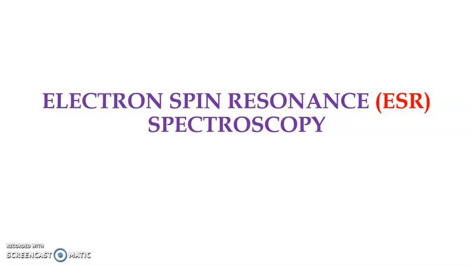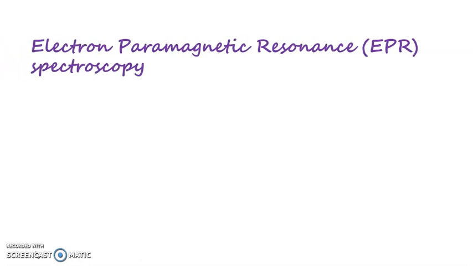Hello, welcome to the lecture on Electron Spin Resonance Spectroscopy, or ESR Spectroscopy. In the previous lectures on NMR spectroscopy, we dealt with nuclear spin. Here I am discussing electron spin related spectroscopy, which is ESR spectroscopy. It is also referred to as electron paramagnetic resonance spectroscopy, where we are considering compounds containing unpaired electrons.